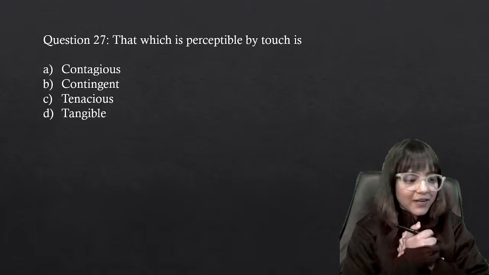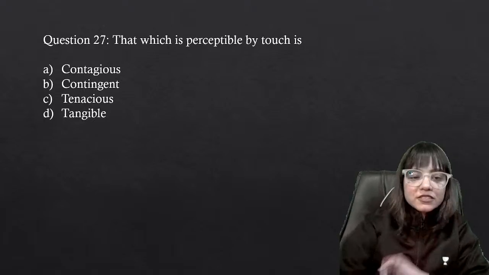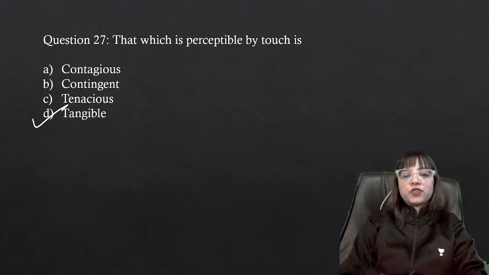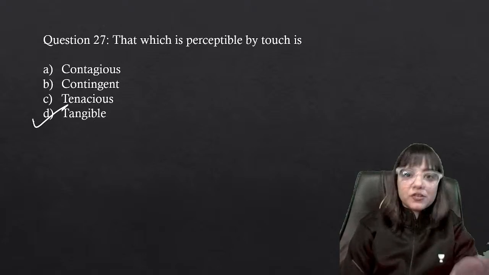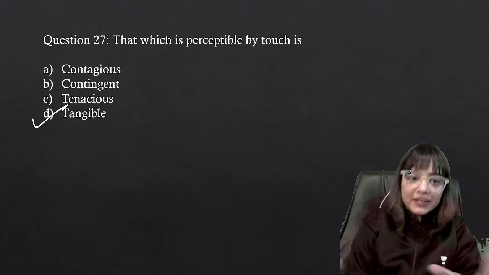Hell to the yeah. Very nice. Rahi, good job. Nikhil, good job. The correct answer will be tangible. Something that can be perceived by touch, that you can touch and say that this is a table. So something that can be touched and perceived as reality is tangible.